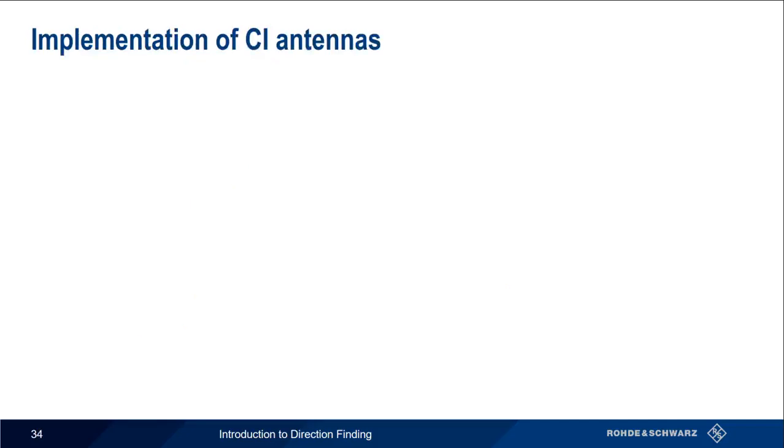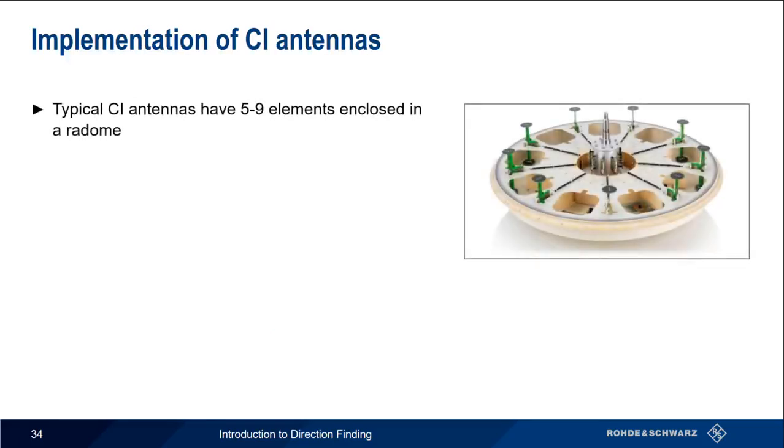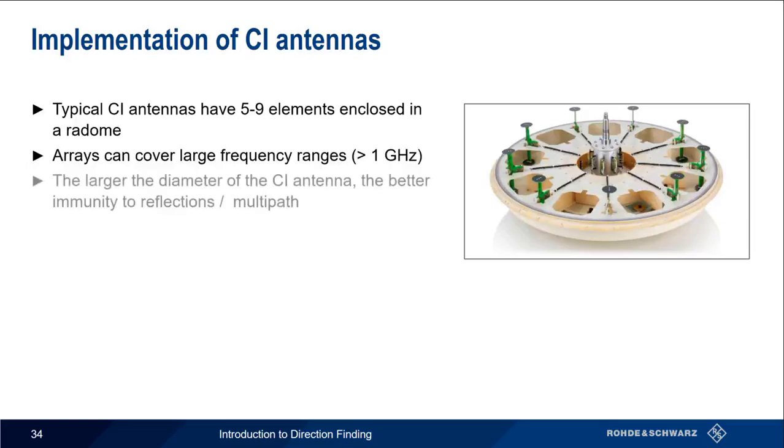Antennas designed for use in correlative interferometry usually have an odd number of elements, typically 5 to 9, and these are enclosed within a radome. Depending on the characteristics and placement of the antennas, a CI array can cover a very wide frequency range, up to and above a gigahertz. CI antennas can also be implemented in very small packages with good accuracy, but the array's immunity to things such as reflections and multipath increases as the diameter of the antenna array increases.